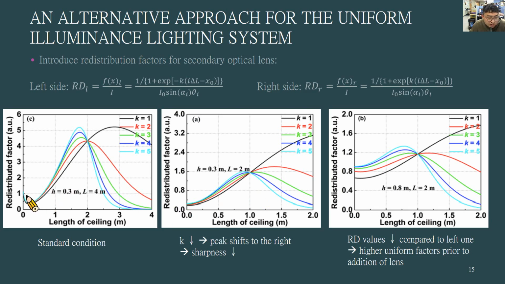the sharpness of the curve, what I mean sharpness here is the shape of the curve looks sharp. It will be less sharp than the left one. And if we maintain the length of the ceiling, but we increase the H value, which means the distance of the ceiling and the LED light, we can get the fact that the redistributed factor values are lower compared to the left one. This is because we get higher uniform factors prior to the addition of lens, so it is more uniform even before we add the lens itself.